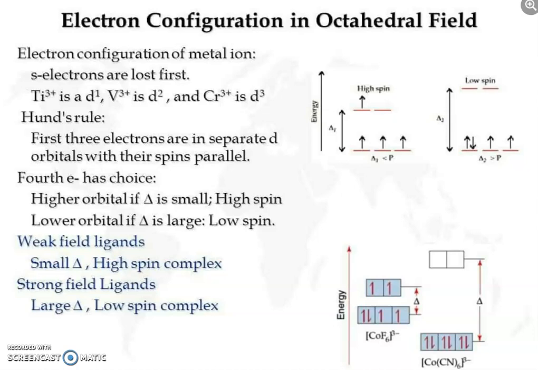And this slide is very important for competitive examinations. Now you can see we have these 4 electrons. Because the fourth electron has a choice, it will go either here or here. If delta is large, then pairing occurs. If the delta value is small, there is no pairing.